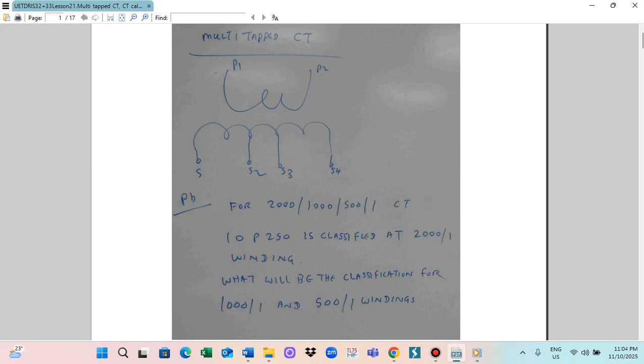Today's topic is a multi-step current transformer. In the current transformer, you can see the several tapping. This means that you can arrange different currents. For example, this is a transformer here that does not have the tapping. So this is primary one, P2, and the S1, S2. So this is without tapping.